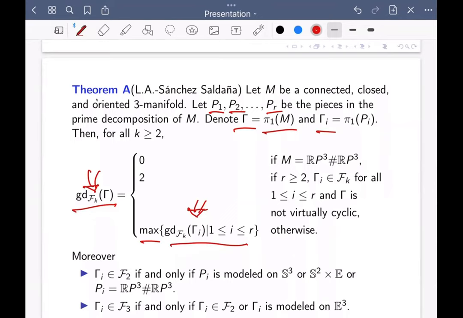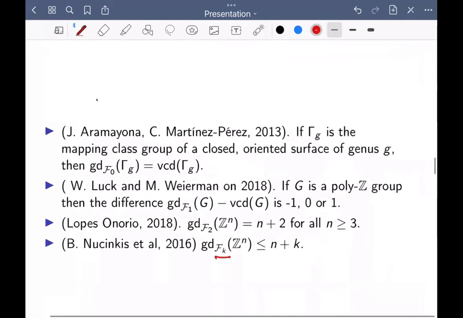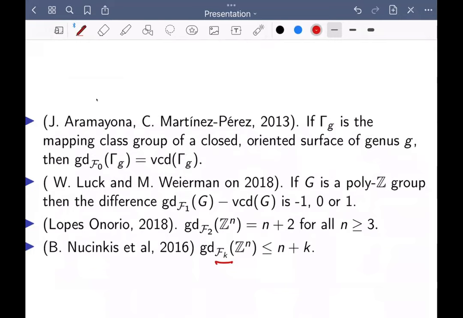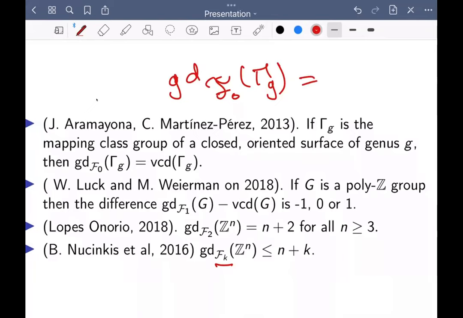Yes, may I ask, can you go back to the slide where the known results are shown? You mentioned some Aramayona result, Nucinkis result, earlier slide. Did these authors, Aramayona and Martínez-Pérez, use this terminology, or were they doing it in different wording? Did they use geometric dimension with respect to a family? Yes, it's the same. For example, the homotopy dimension with respect to this family of finite subgroups of Gamma sub i, they denote as homotopy dimension of underline Gamma sub i. But it's the same.